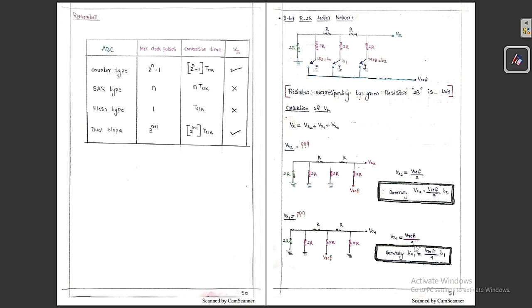Now a very important thing that you always need to understand: I want to find the general Vx1. The general Vx1 is equal to V reference by 4 into B1. Whenever B1 is on, replace B1 with 1. Whenever B1 is off, replace B1 with 0. Then we get the result, because binary numbers can be either 0 or 1. This is a concept you always need to keep in mind. So finally the general expression of Vx1 is V reference by 4 into B1.